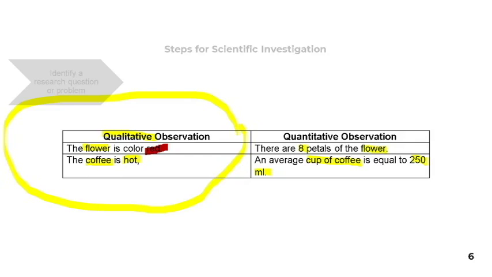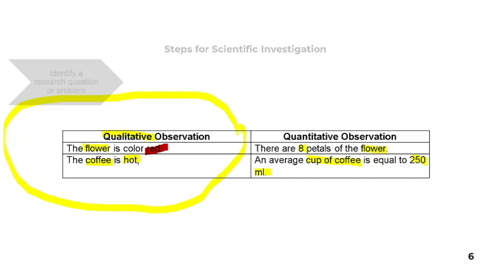The coffee is hot. What sense did you use in order for you to determine that the coffee is hot? You use your sense of touch. You touched the coffee and you felt it's hot. That's why you come up with this qualitative observation, the coffee is hot.